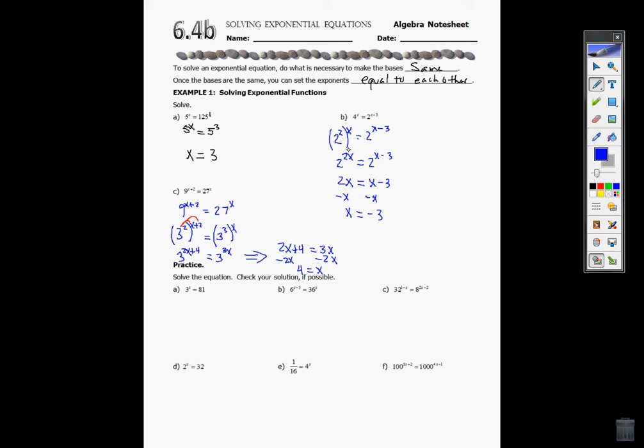For all of these, a, b, and c, if I take my x and plug it back in, the answer will be true. 5 to the third equals 125. Yes, that's true. Over here, 4 to the negative third equals 2 to the negative third minus 3. Yes, that's true. Over here, I have x. 9 raised to the 4 plus 2 equals 27 to the fourth. Absolutely. Remember, you can always check your solutions that way by taking your solution and plugging it back into the original. Try the practice problems at the bottom, and we'll talk about it again in class.